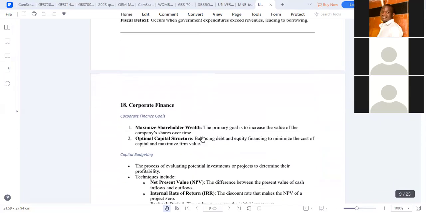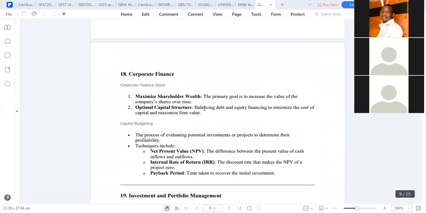Corporate finance. We're looking at corporate finance goals. Basically, in a nation, they're to maximize shareholder wealth. So the primary goal is to increase what, the value of a company's shares over time and optimal capital structure. We're looking at balancing debt and equity.